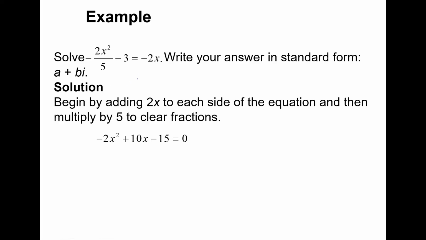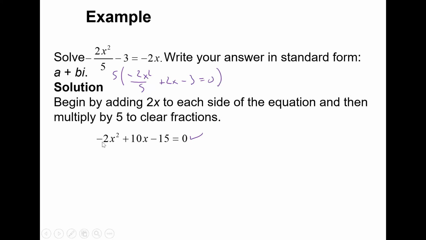And so when we add it over here, we have negative 2x squared over 5 plus 2x minus 3 equals 0. And now we're going to multiply this whole thing by 5 to get rid of fractions. So that gives us minus 2x squared plus 10x minus 15 equals 0. And so that's how we get to that point here.